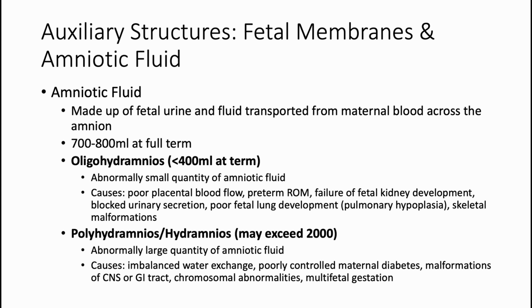Polyhydramnios is too much fluid. Causes of that: imbalanced water exchange, poorly controlled maternal diabetes, CNS and GI tract malformations, and chromosomal abnormalities. So we see this a lot with our trisomies, like Down syndrome. And then multifetal gestation, meaning more than one baby, which makes sense, right? If we have two babies making fluid, maybe too much fluid for us in that one sac.